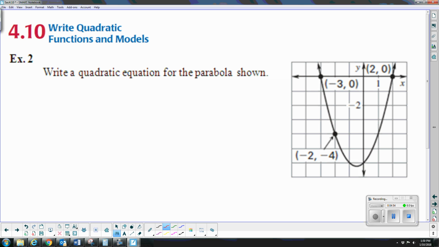All right, so the next one, write a quadratic equation for the parabola shown. This time we have 3 points. But notice we do not have a vertex. We don't know what the vertex is, we don't have it. There's not a super easy way to find it until we write the whole function out. But what we do have is our zeros. So we have the two spots where the parabola intersects with the x-axis. So let's use intercept form for this. We have the intercepts, so use intercept form.